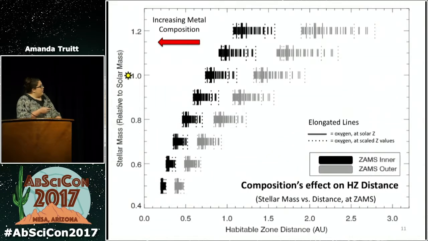So I wanted to show this. It's kind of a complicated figure, but mostly what we're looking at is distance here versus stellar mass. And this is for all of the 376 grid. It just basically is meant to illustrate that we see a wide range of habitable zone distances based on the stellar composition. So it can really impact what we're seeing in terms of distance based on the wide variety of stellar compositions we have.